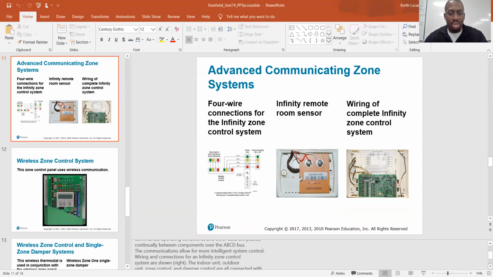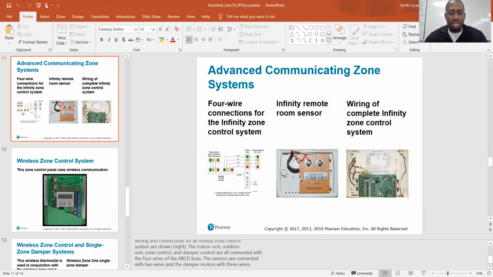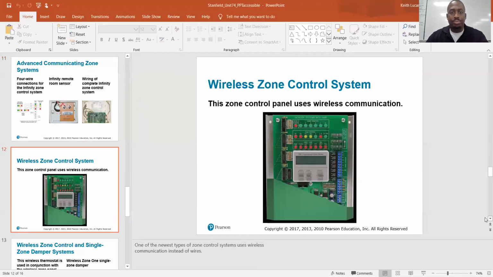The communication allows for more intelligent system control. Wiring and connections for an Infinity zone control system are shown to the right. The indoor unit, outdoor unit, zone control, and damper control are all connected with the 4 wires of the ABCD bus. The sensors are connected with 2 wires, and the damper motors with 3 wires. So those are the communicating zone systems.